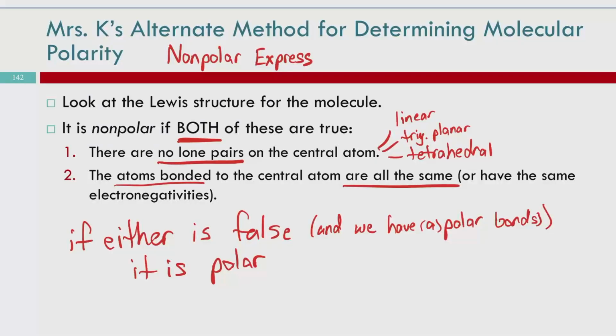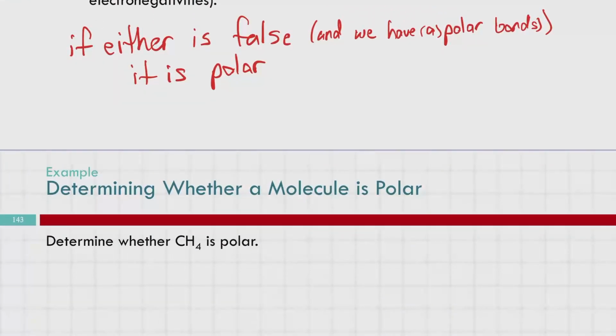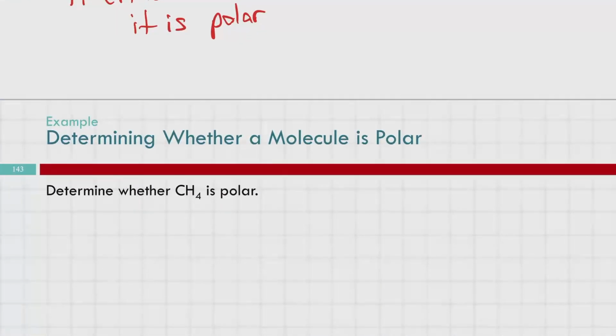Now, if we don't have any polar bonds, then it's also going to be nonpolar. That's like our starting point, our starting condition. So today we're just going to cover some examples.